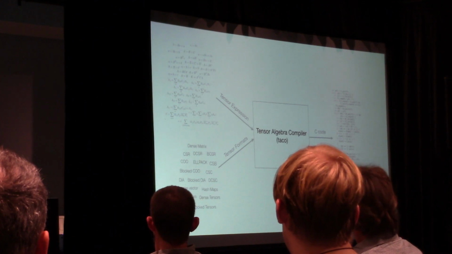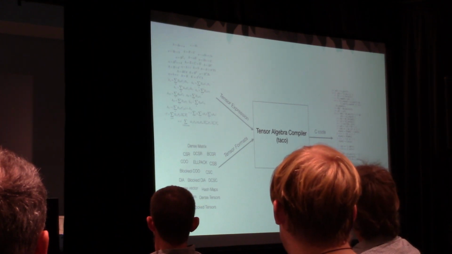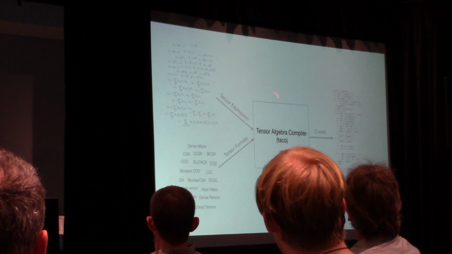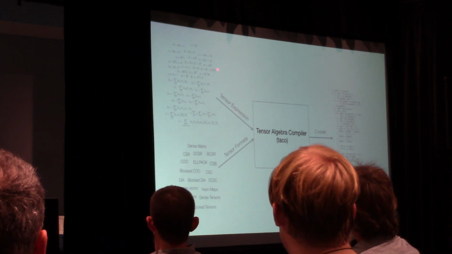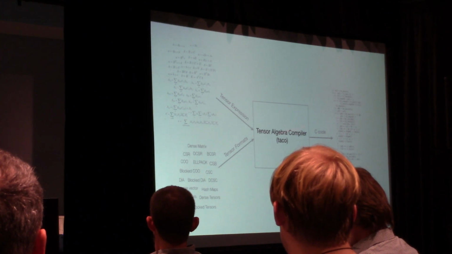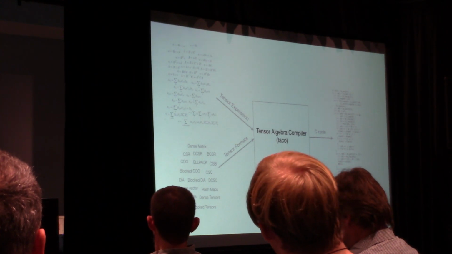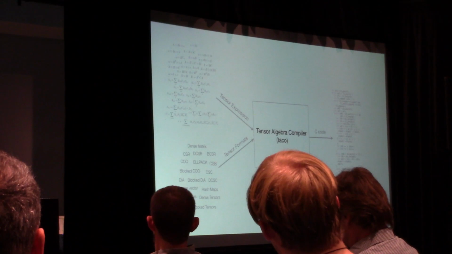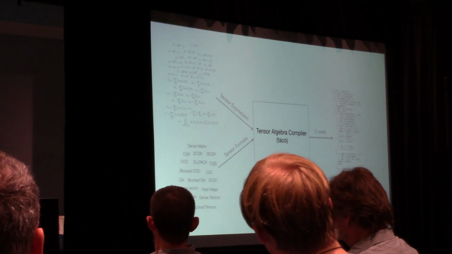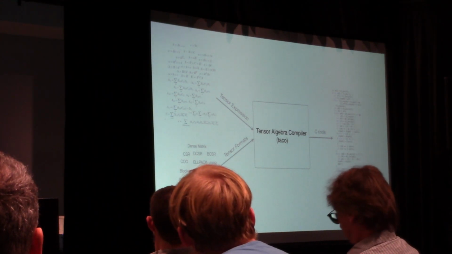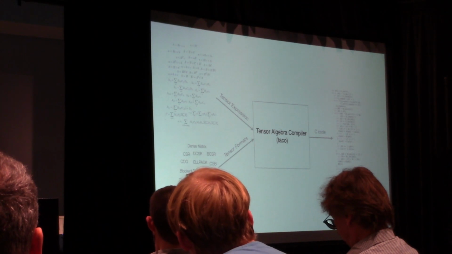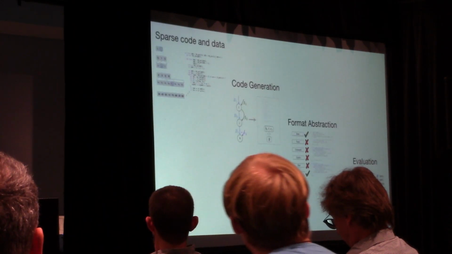So what we are building is a system where you can give any tensor algebra expression, and any format for all the tensors, matrices and vectors in there, and we want to produce efficient code out of that. That's what the Taco compiler is all about, and today I will describe the Taco compiler to you.